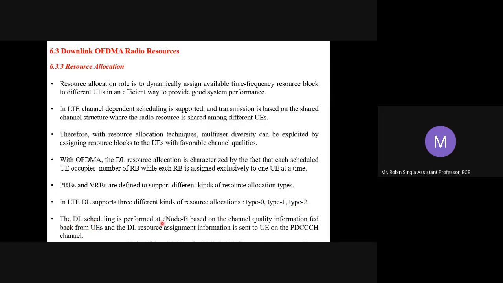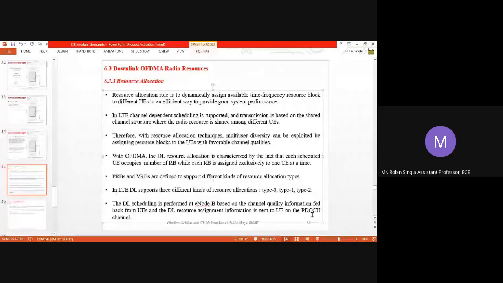The downlink scheduling is performed at the eNode B based on the channel quality information fed back from the UE, and the downlink resource assignment information is sent to the UE on the PDCCH channel.